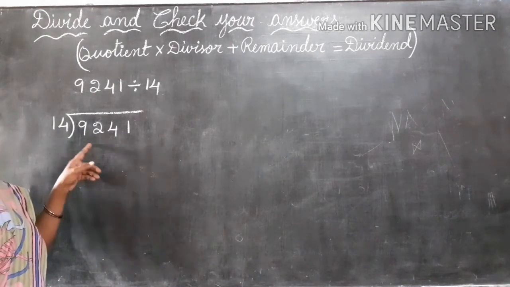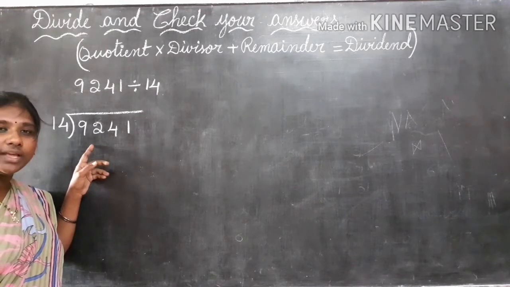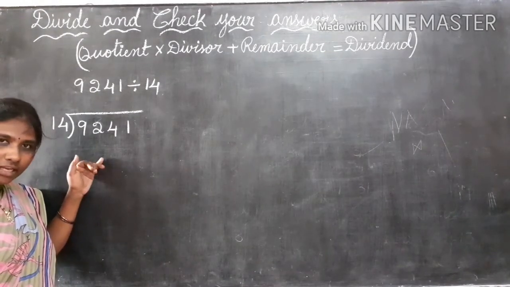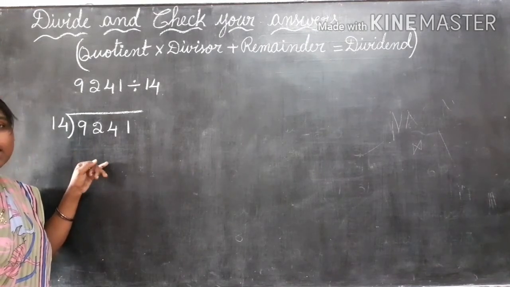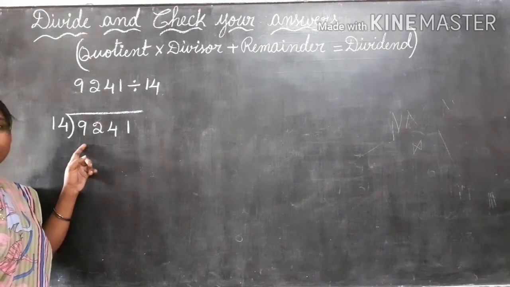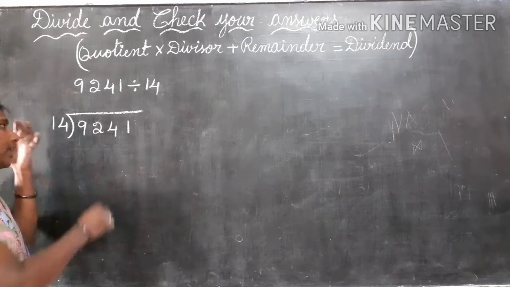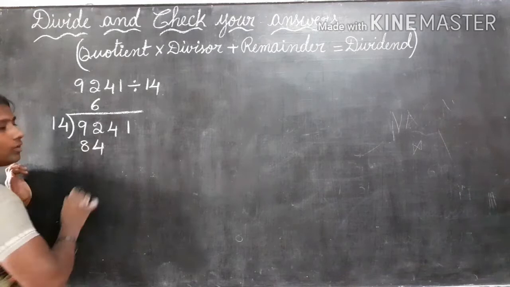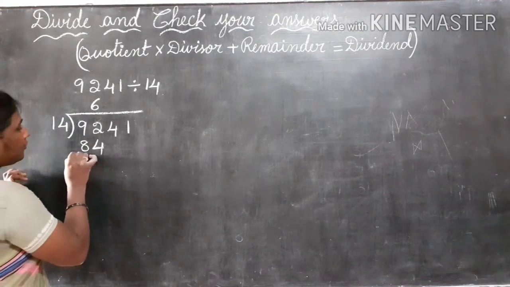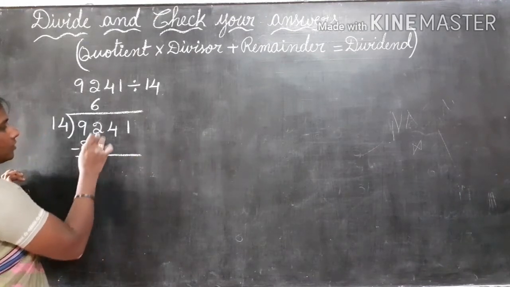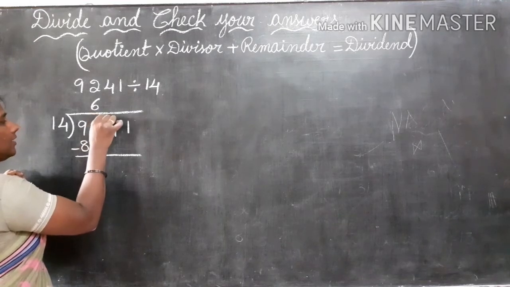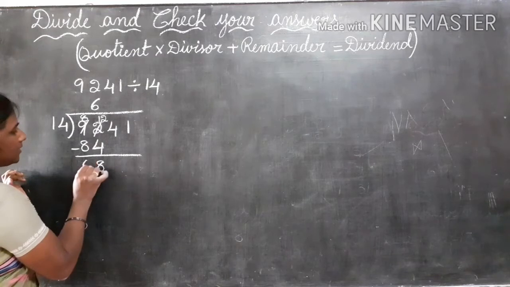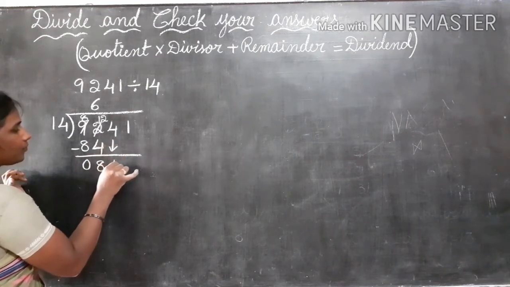So we have to check the 14 table. Where will 92 come? You have to check the table. 14 sixes are 84, 14 sevens are 98. So this 98 is more than 92. So we have to take 14 sixes, 84. Take borrow here, 12. 12 minus 4, 8. 8 minus 8, 0.